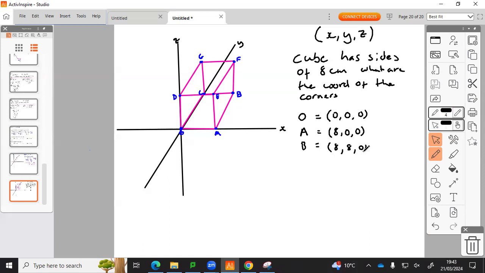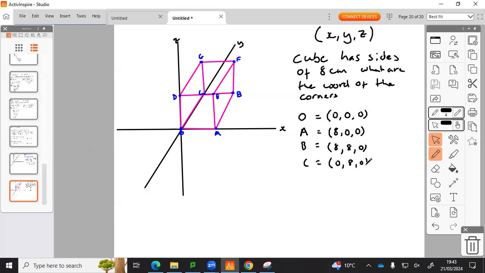And then C, I've not travelled along the x-axis at all. I've just gone back on the y-axis by 8, and I'm not going at any height. Now that's the bottom face. So that's the 4 coordinates of my bottom face.